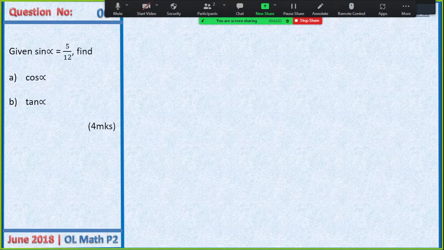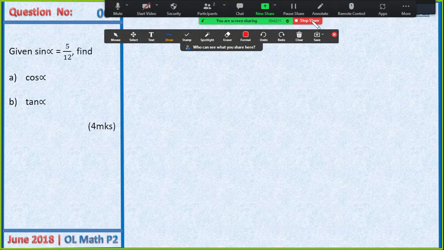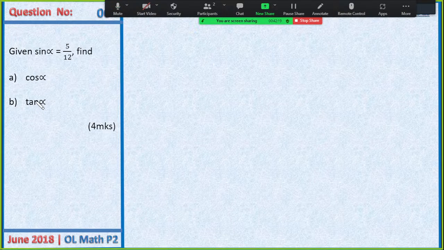Alright, here we have: given that sine alpha is equal to 5 on 12, find cos alpha and tan alpha. This is where students will not be happy to see the teacher's face. Very easy question. It's easy, right?